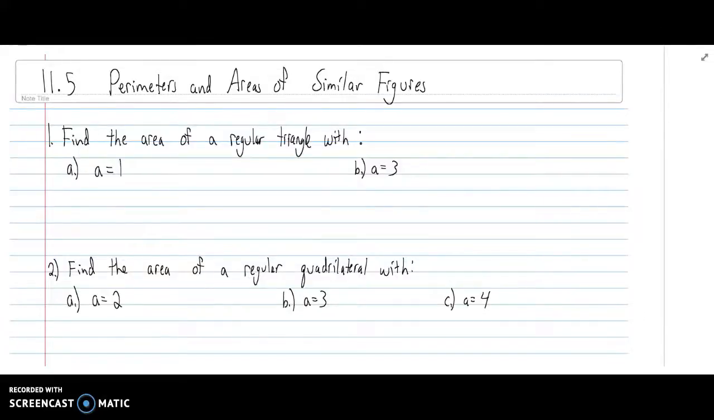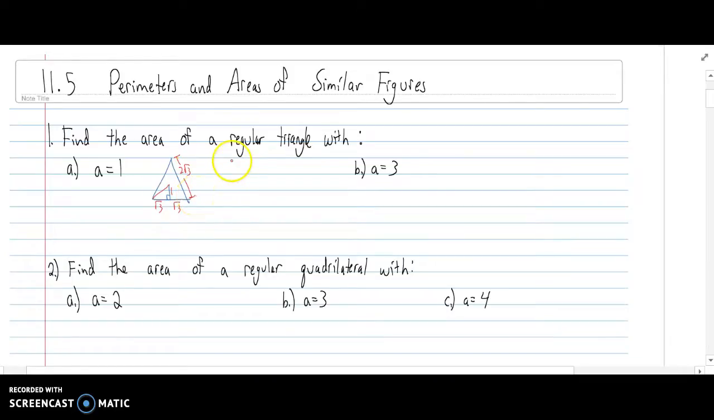Okay, so section 11.5 on perimeters and areas of similar figures. We'll start off with a couple of examples. If we have a regular triangle and the apothem is equal to 1, draw that. This length is 1. I can draw on that segment as well, and this creates a 30, 60, 90 triangle with 1 being the short leg. The long leg then would be root 3 times that 1, which would make this root 3, which makes 1 complete side of the triangle equal to 2 root 3.